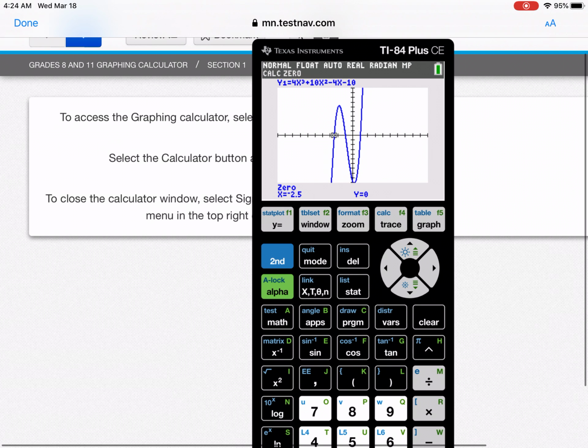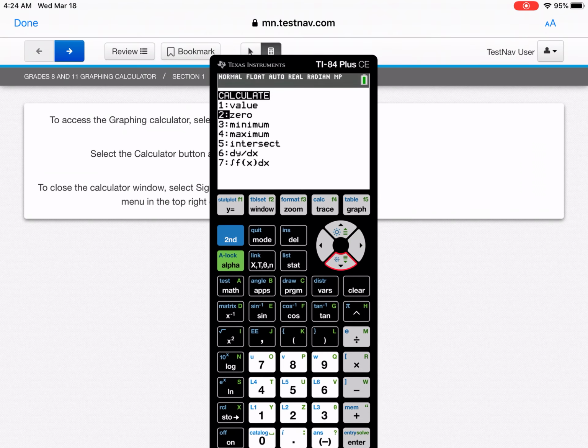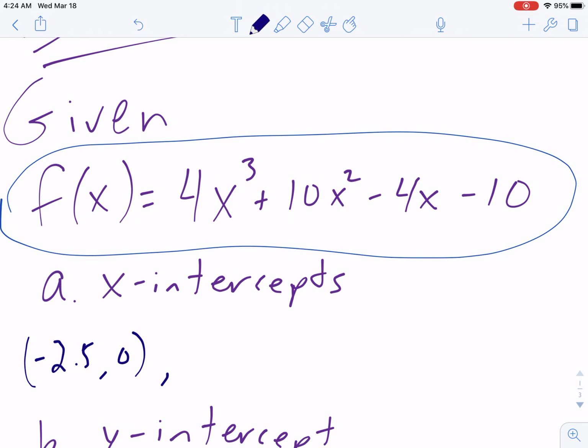So let's find this one that's in the middle. It's the same procedure. Second trace, go to 0. Go back to our graph. The left bound now, though, again, we're looking for this middle x-intercept. The left bound and right bound are going to change, obviously. So we're looking for that point where it crosses the x-axis. So that's a good place for the left bound. Move it back to the right. Push enter. You don't need to guess. So that's got a negative 1, comma 0. So our other x-intercept will be negative 1, comma 0.